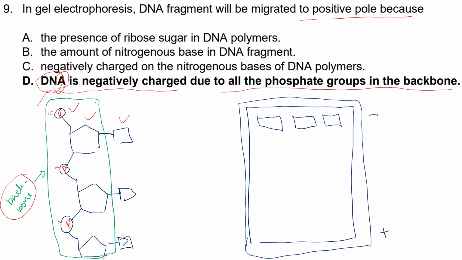So when you run gel electrophoresis, when you insert your DNA sample into the well of the gel, and you turn on the electric power, the DNA molecule will migrate from the negative pole of the tank towards the positive pole. Because the DNA molecule is negatively charged, it migrates to the region that has a positive charge. So on this region is the cathode, and on this region is the anode.